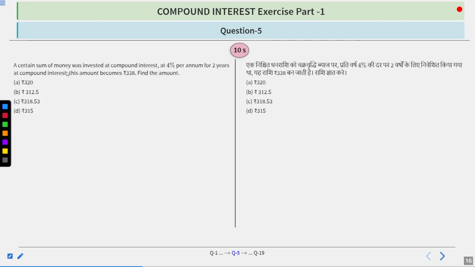Next, a certain sum of money was invested at compound interest at 4% per annum for 2 years. The amount becomes rupees 338. Find the principal. The options are option A, rupees 320, option B, rupees 312.5, option C, rupees 318.53, and option D, rupees 315. These are the options.